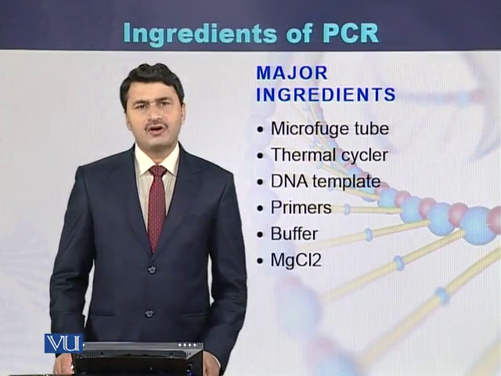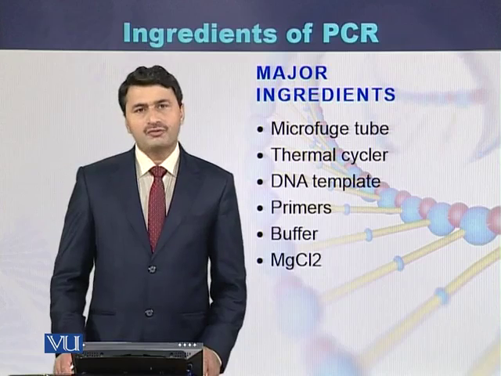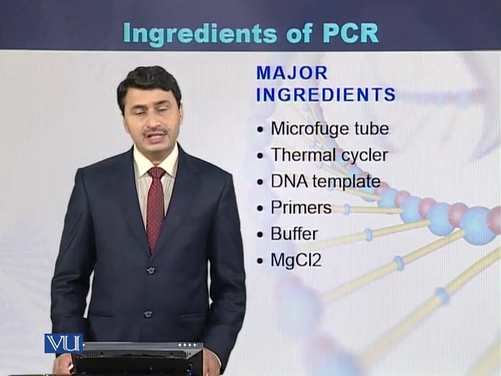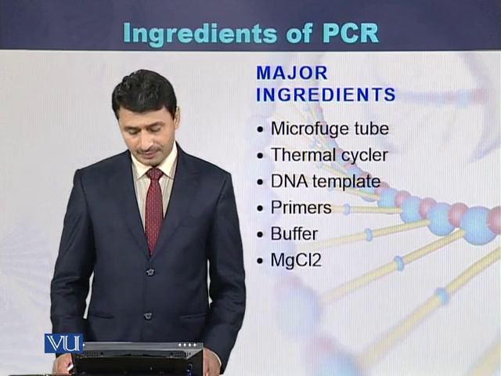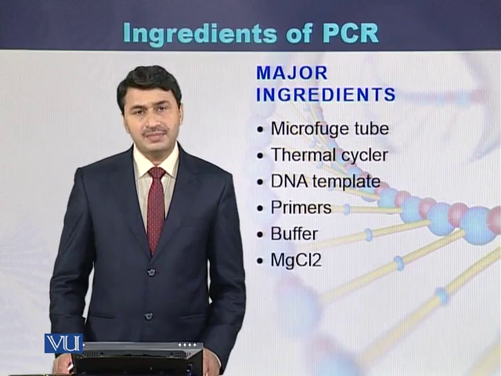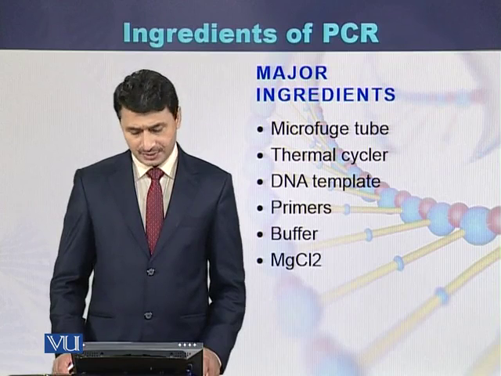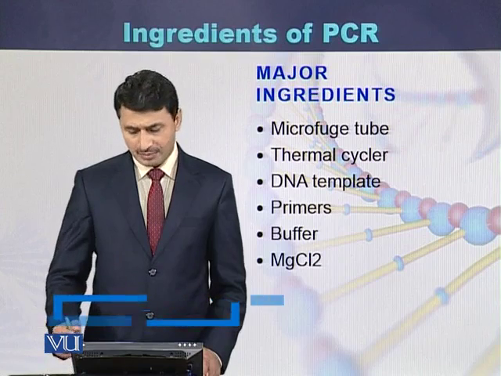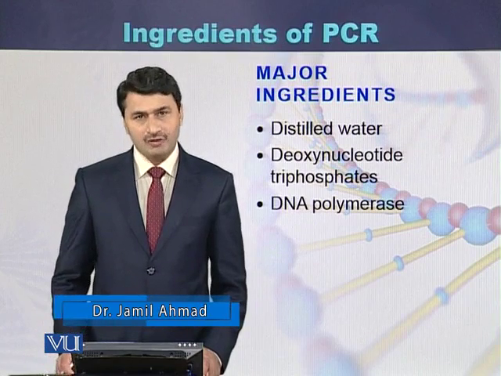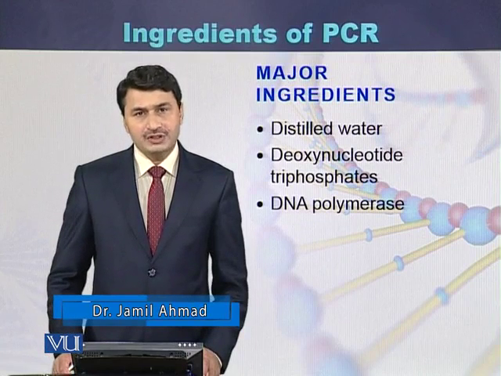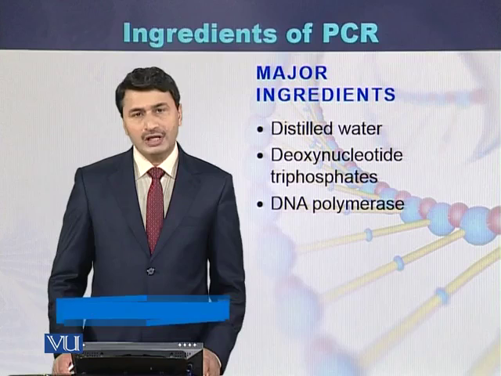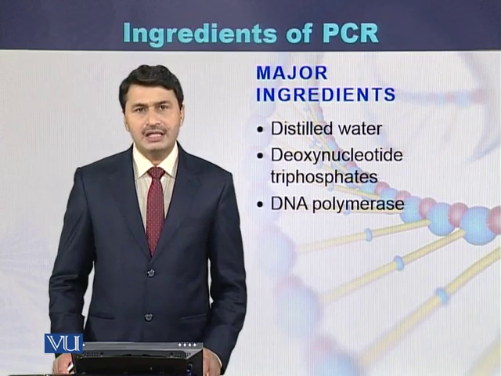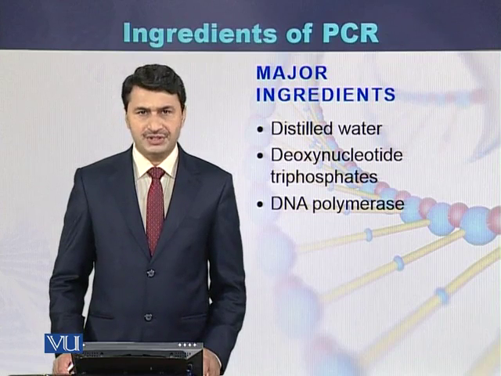The major ingredients of PCR are microfuge tube, thermocycler, DNA template, primers that can be a left primer and a right primer, buffer that can maintain the pH of the PCR mix, magnesium chloride which is required for the activity of the DNA polymerase, distilled water, dNTPs which are also called deoxynucleotide triphosphates, and DNA polymerase. So these are the main ingredients of a PCR mixture.